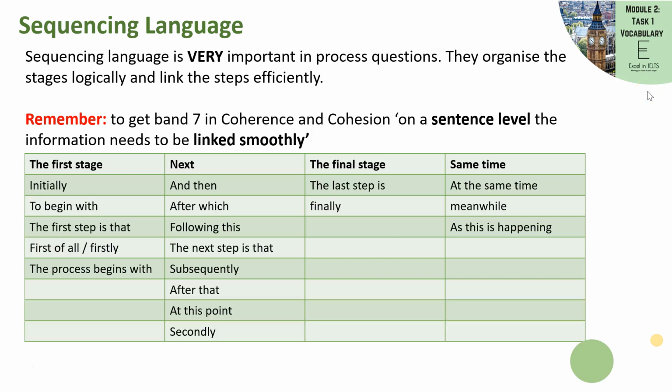So the first stage would be initially, to begin with, or you can say to start with. The first step is that, first of all, or firstly, the process begins with. And then for the next stages, you can use these. The final stage would be the last step is, and finally. And when 2 things are happening at the same time, you could say at the same time, meanwhile, and as this is happening.